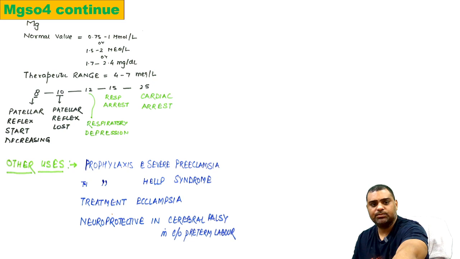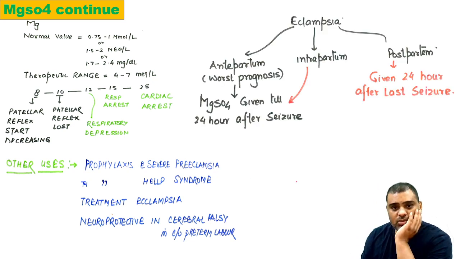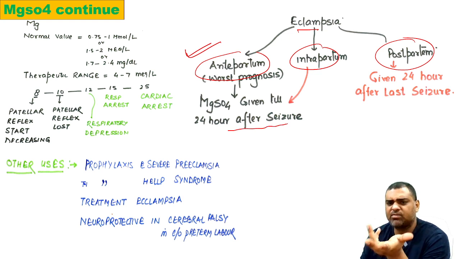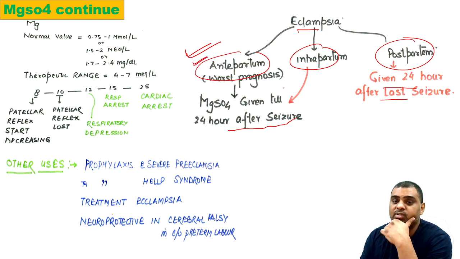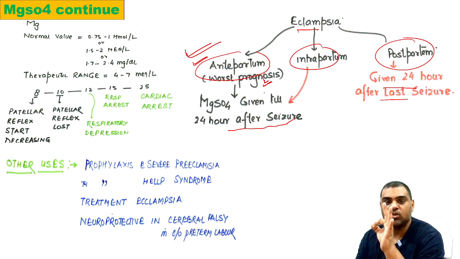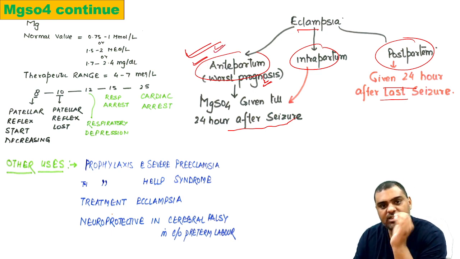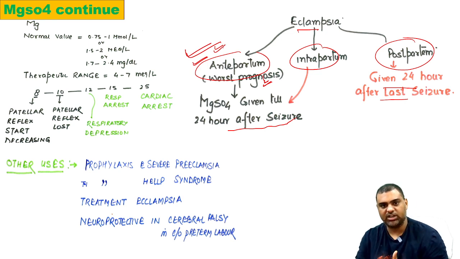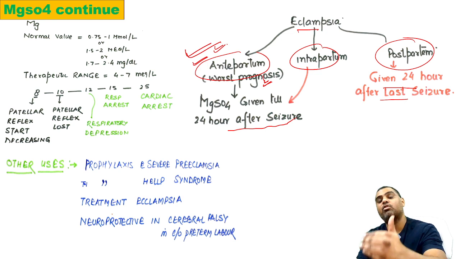Now MgSO4 continued. I have told you in eclampsia we have antepartum, intrapartum, and postpartum. Which has the worst prognosis? Antepartum. MgSO4 is given till 24 hours after the seizure or after the delivery. In intrapartum, give 24 hours after the last seizure. And in antepartum, what will you give? You will give 24 hours after the delivery. In antepartum, you will not count from the seizure, you will count from the delivery. For example, if the seizure occurs 6 hours before the delivery, it doesn't matter. We will count from the delivery. This initial 6 hours will not be taken into account.